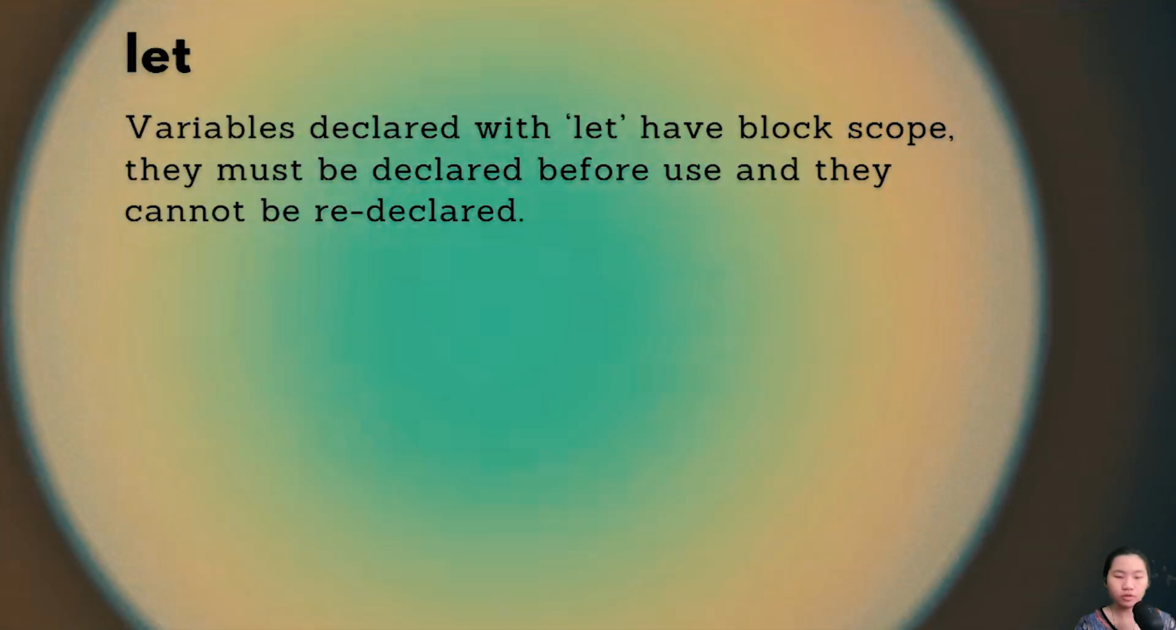Now let's explore what let is and its different nuances compared to var. Let variables have a block scope. They must be declared before use and they cannot be redeclared. So keep in mind these three main points. Variables declared using the let keyword have a block scope and they must be declared before use. They cannot be redeclared, meaning that you cannot go let x, for example, after you've already said let x or let x equals to 5.